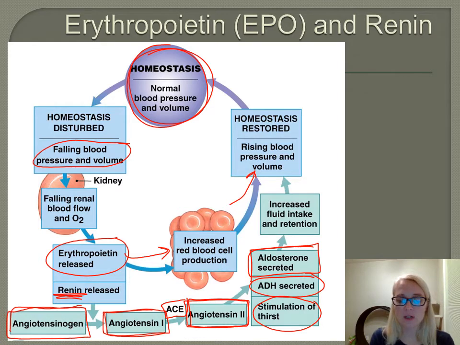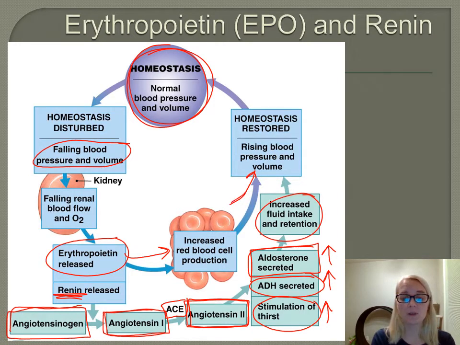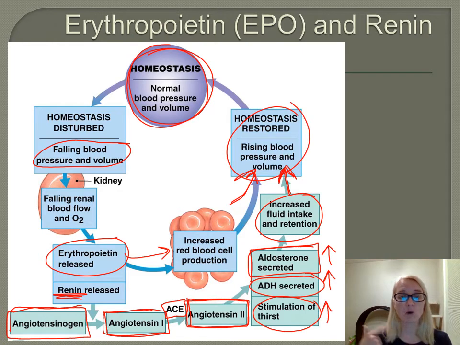So if you remember, this is going to increase water. ADH is antidiuretic, it holds on to water, and aldosterone increases water because water follows salt. So all three of these hormones triggered by angiotensin 2 are going to increase fluid intake and retention. So with increased red blood cells and increased fluid, which is basically the plasma part of blood, we have rising blood volume and blood pressure. We have more red blood cells to carry oxygen, and homeostasis is restored. Yay!